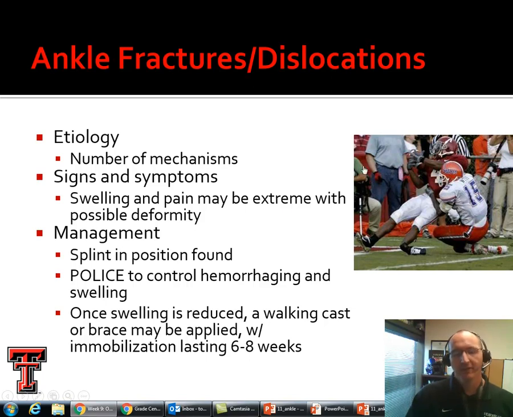I used to have a YouTube video of this, but I don't think it will actually show in the screencast, so I won't show you that. But this is Tyrone Prothrow from Alabama. Once the swelling is reduced, they may be put in a walking boot or walking cast, and then immobilization may last as long as 2 months here.